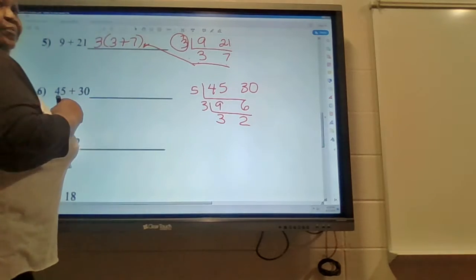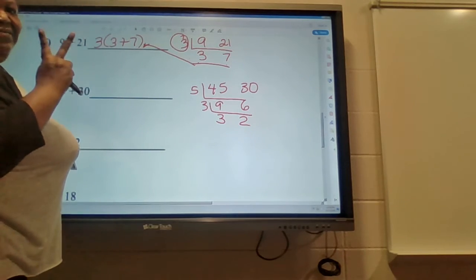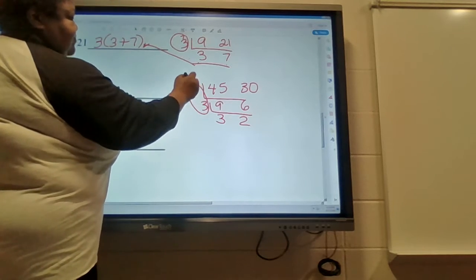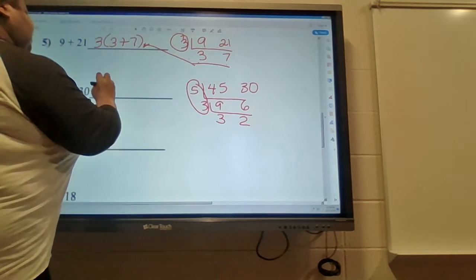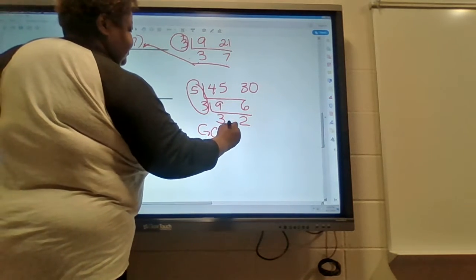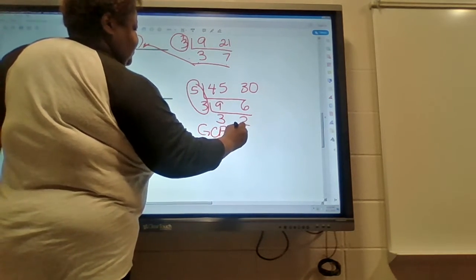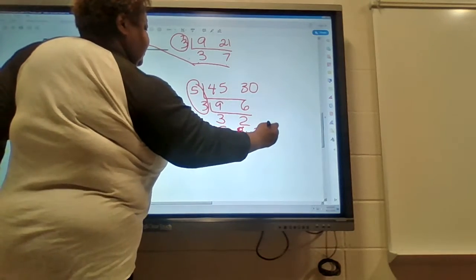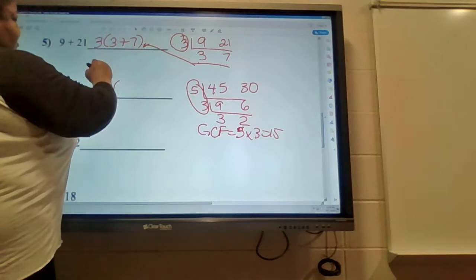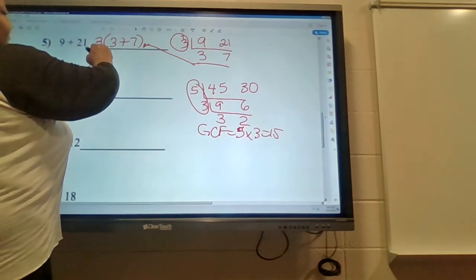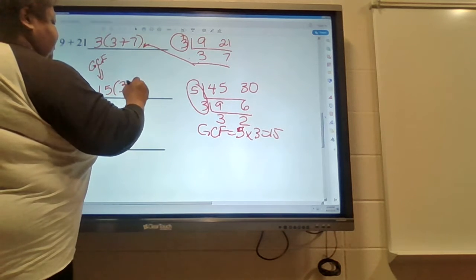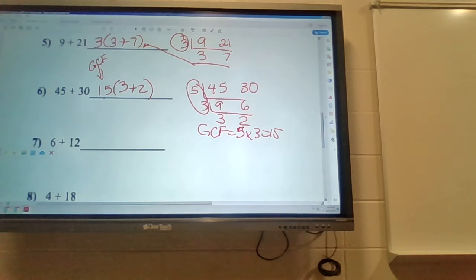3 and 2 are prime. Did you know that 2 is the only even prime number? So 3 and 2 are prime. Here's my GCF, 5 times 3, which is 15. Let me go ahead and write that. 5 times 3, which is 15. So that goes here. My GCF always goes here. And then my one and done numbers, 3 plus 2. That goes inside.